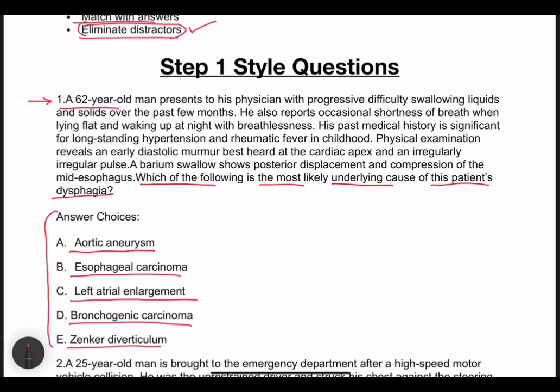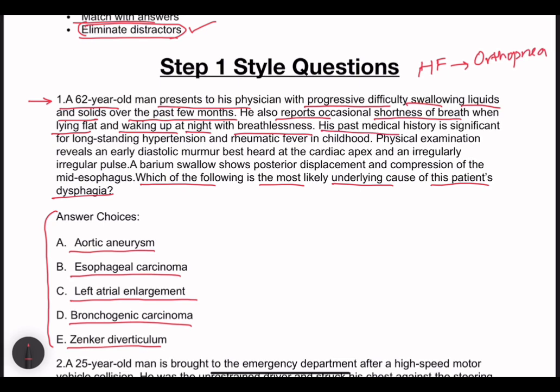A 62-year-old man presents to his physician with progressive difficulty swallowing liquids and solids over the past few months. He also reports occasional shortness of breath when lying flat and waking up at night with breathlessness. So this patient has symptoms of heart failure. This patient has orthopnea, which is a feature of heart failure.